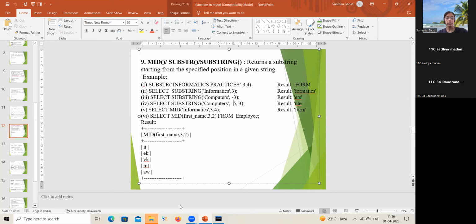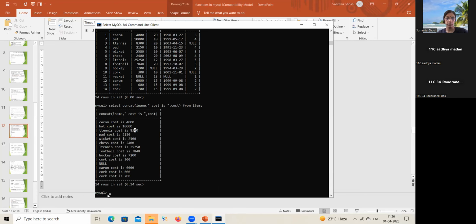Right? Let's do the variations of this. Maybe that's the last one we do today, ज़्यादा confuse हो जाओगे. Okay, select substring.